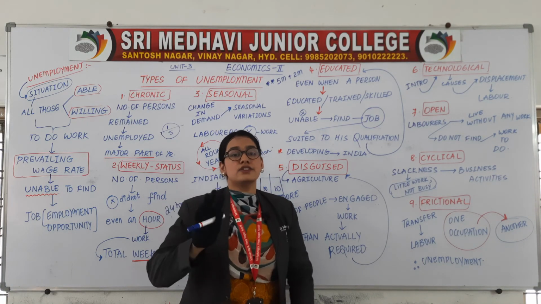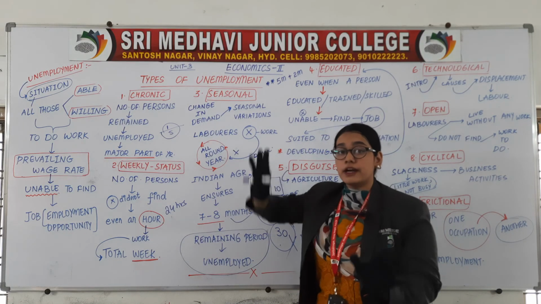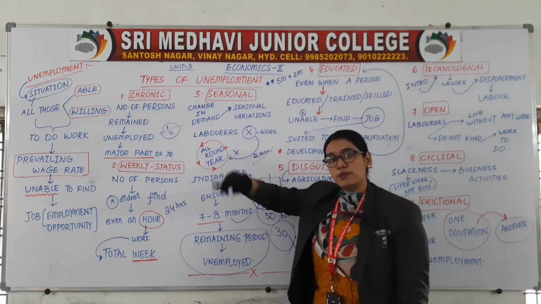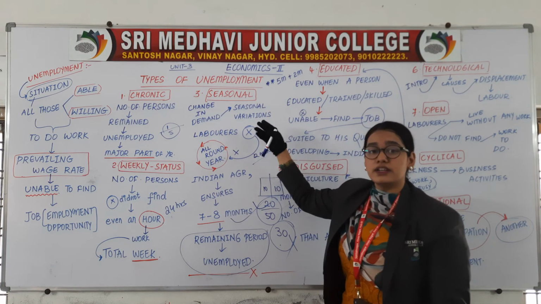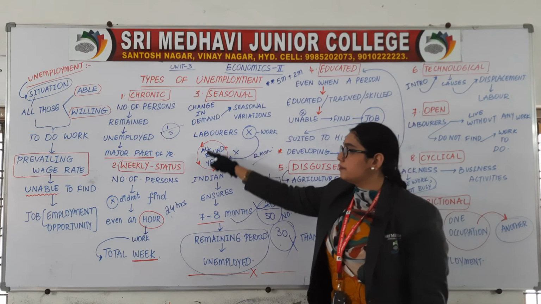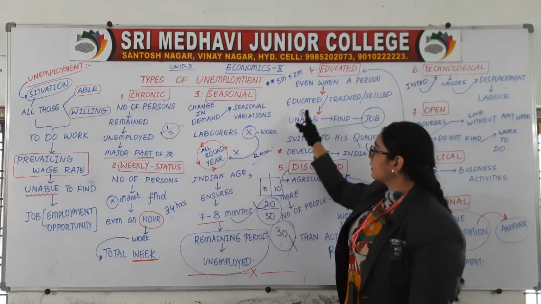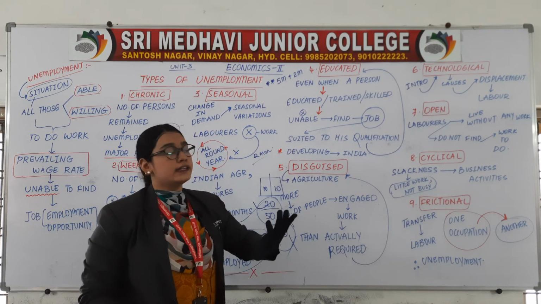Totally 9 kinds of unemployment we have read. First is chronic, major part of the year, no jobs. Then weekly status, in the whole week not getting even an hour of work. Seasonal, according to seasons you are having work. That means all round the year we are not having jobs. Then number 4 is educated. The person who is educated also not finding jobs.